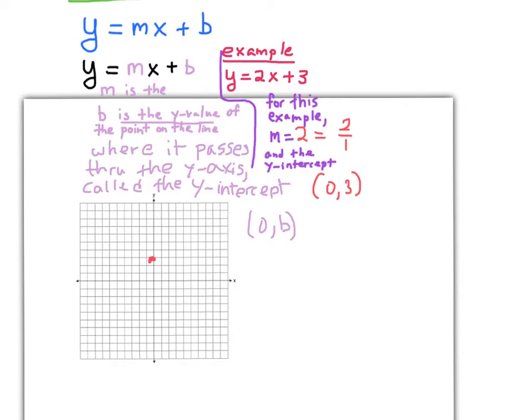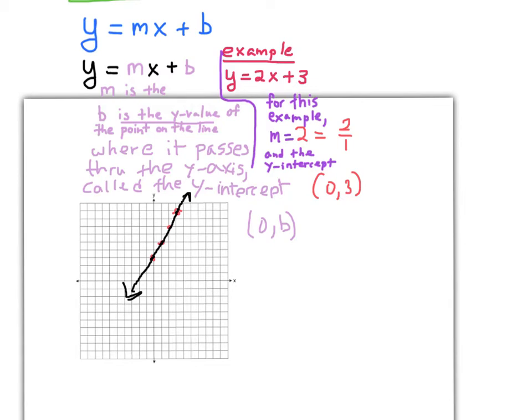Make that a little clearer. And then I'm going to use my rise over run, up 2 and over 1. And I might do that a couple more times just to make it easy for me to draw the line. And then I'm going to draw my line through those points.